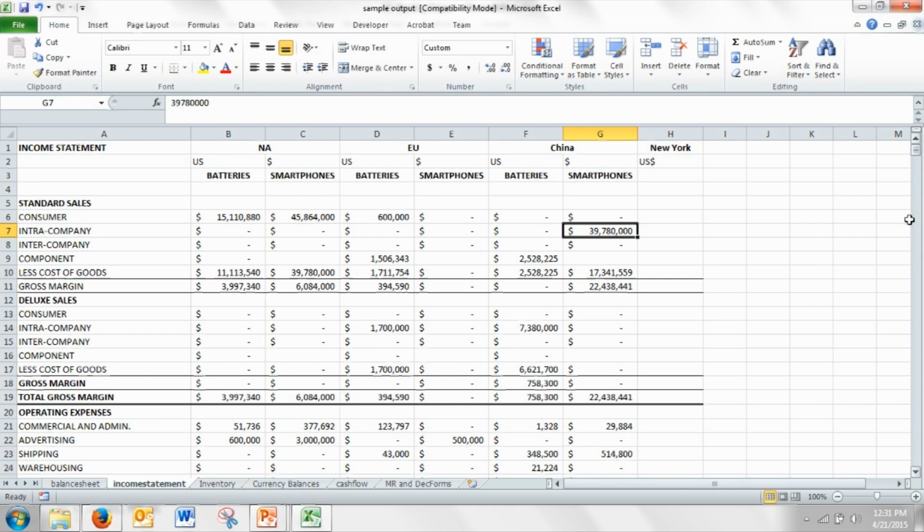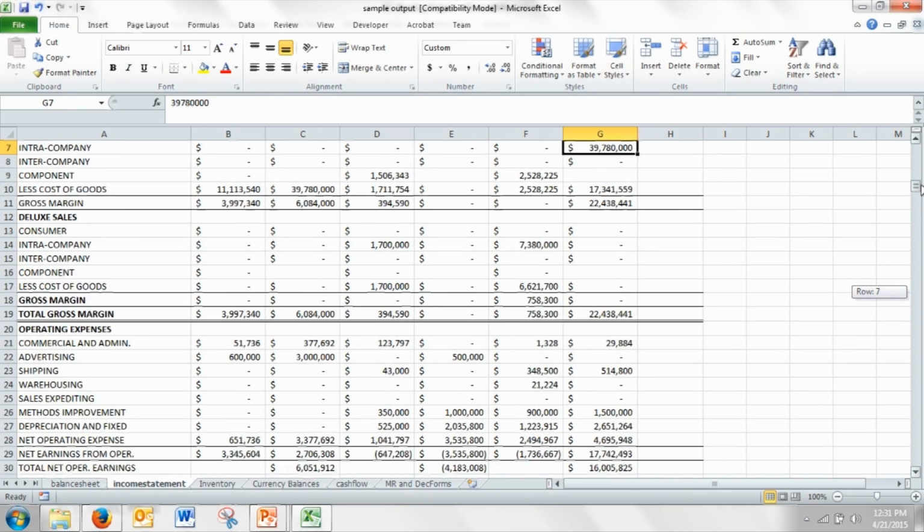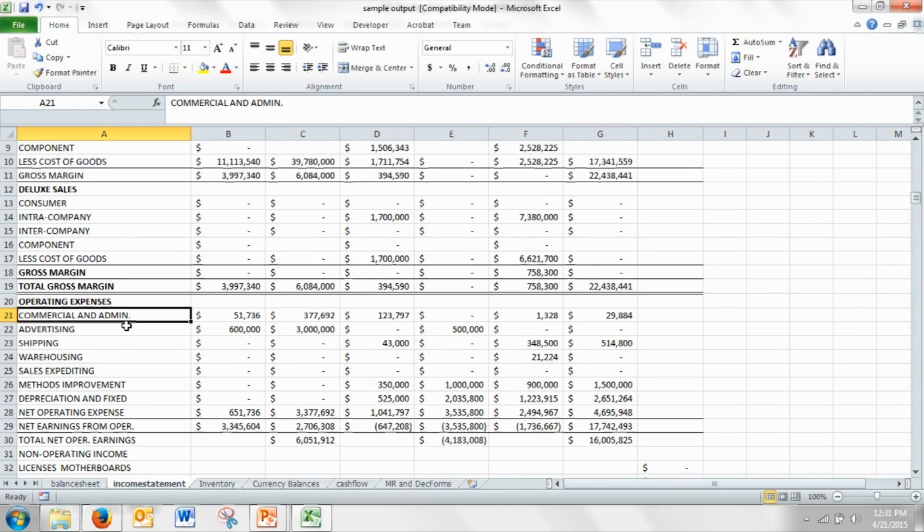Okay, and you can see the operating expenses that typically occur in this particular area too. Like commercial admin, this would be your selling costs and your commissions. Your advertising expenses, you've got shipping, warehousing, that sort of thing. Okay. This is kind of a special account down here called sales expediting. Normally you don't see anything in that, but that's a special feature of this game that puts a priority on intercompany sales.